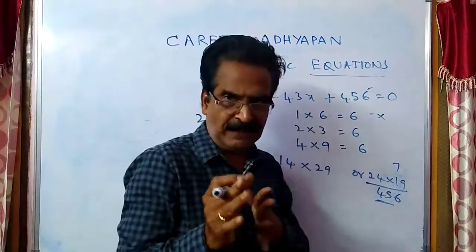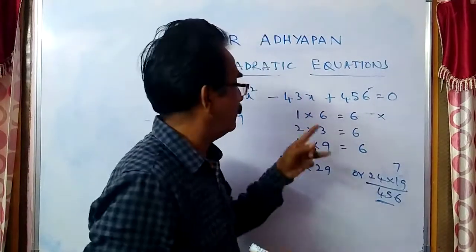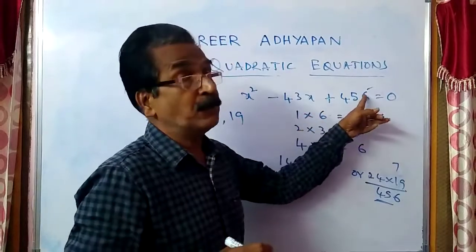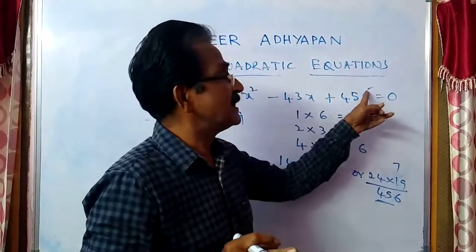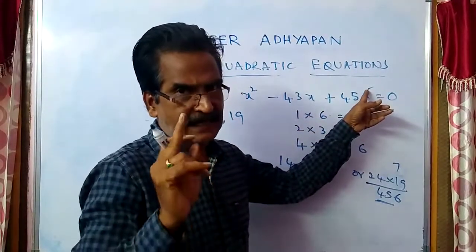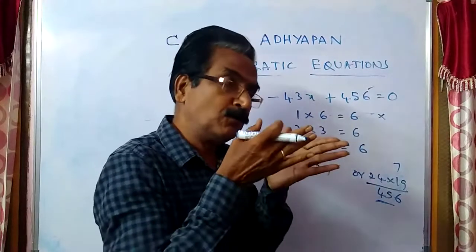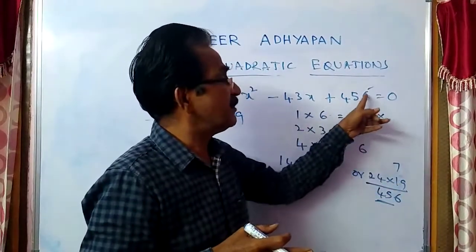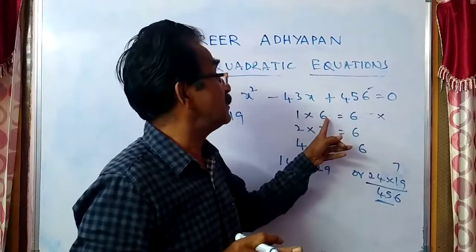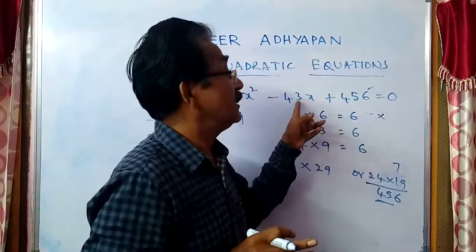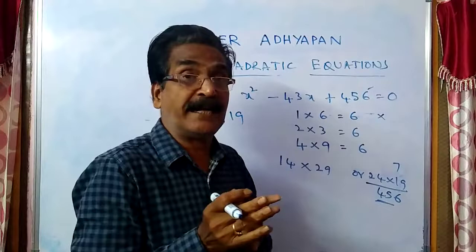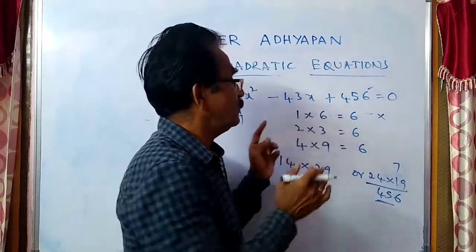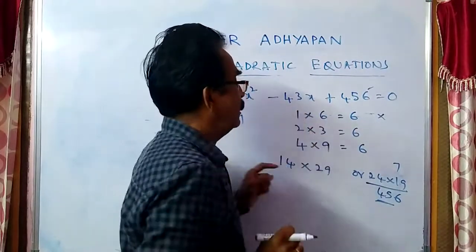First go from 1. 1 into, here you have to get the product 6, the digit in the units place 6. So 1 into 6, 6, fine. But 1 plus 6 is equal to 7. Here, how much sum do we have to get? 3. So this is not our combination.